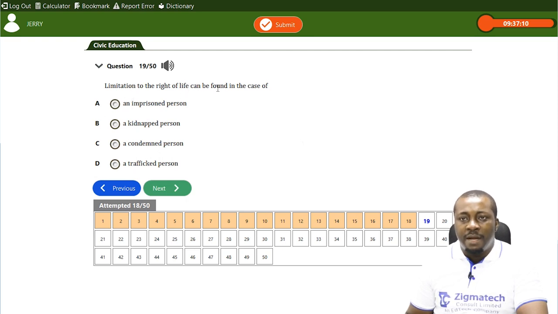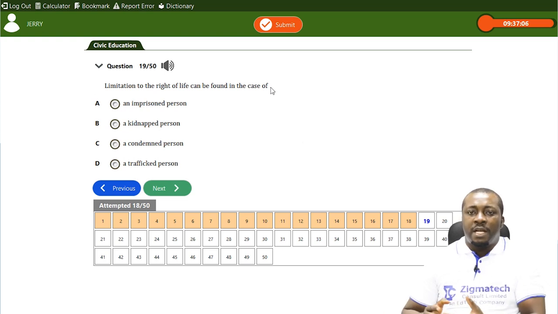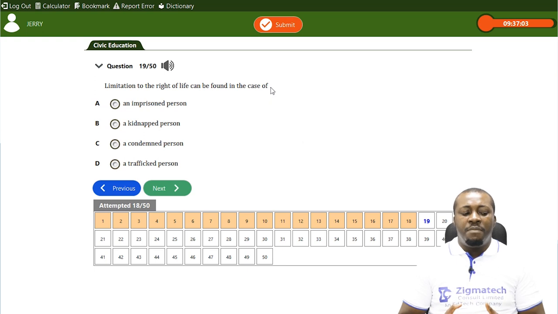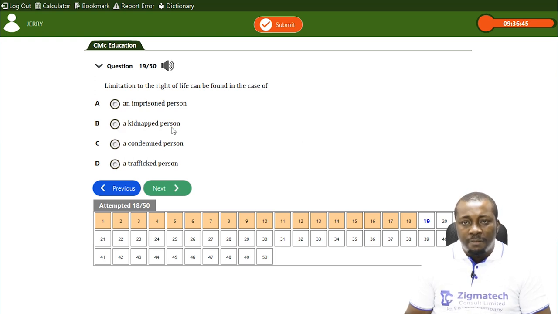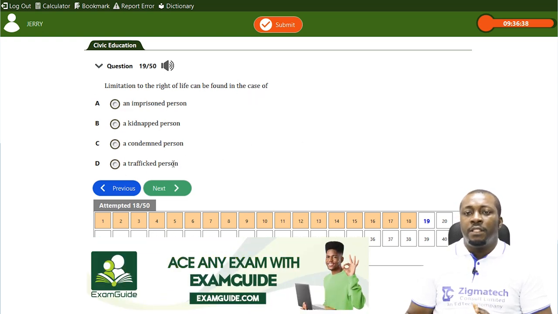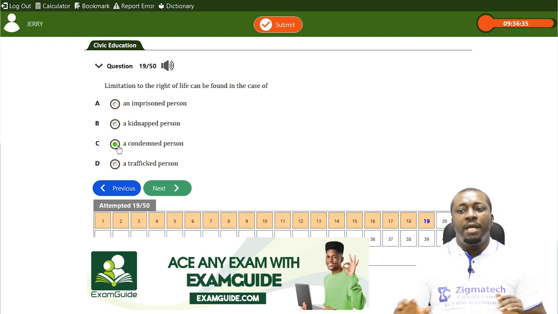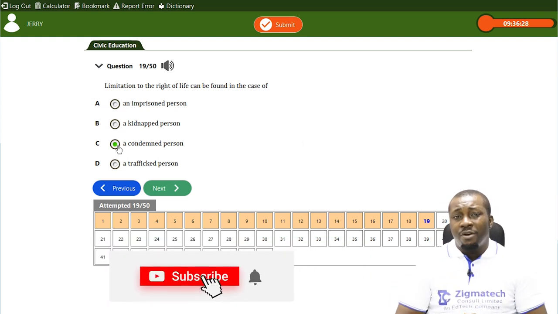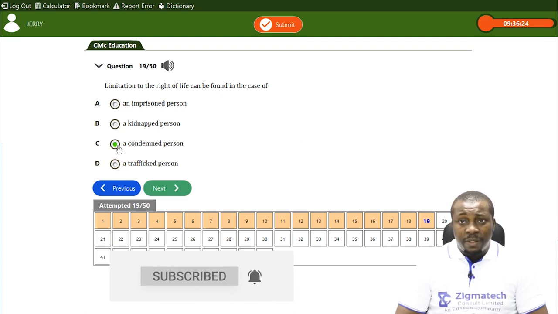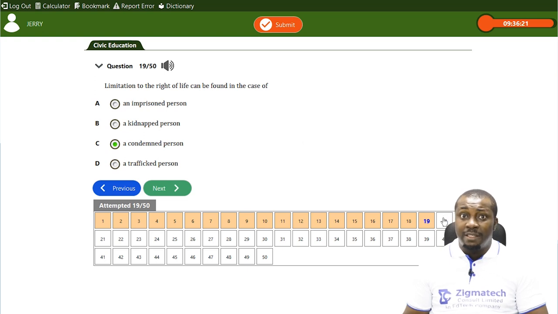Limitations to the right of life can be found in the case of. So we are talking about in what circumstance can a person be deprived of their right to life legitimately? Now, is it when the person is imprisoned? Now, when you're imprisoned, of course, it's not right to life taken, you're still alive. B, a kidnapped person. C, a condemned person. D, a trafficked person. Now, a limitation to right to life is in the case of a condemned person. That is a person who has been condemned by the court of law. Now, when somebody is condemned by the court of law to death, the person's right to life is limited, because the person must die, killed.